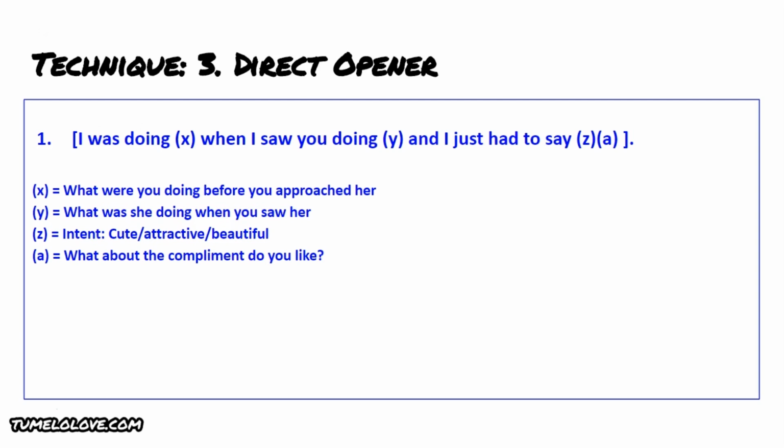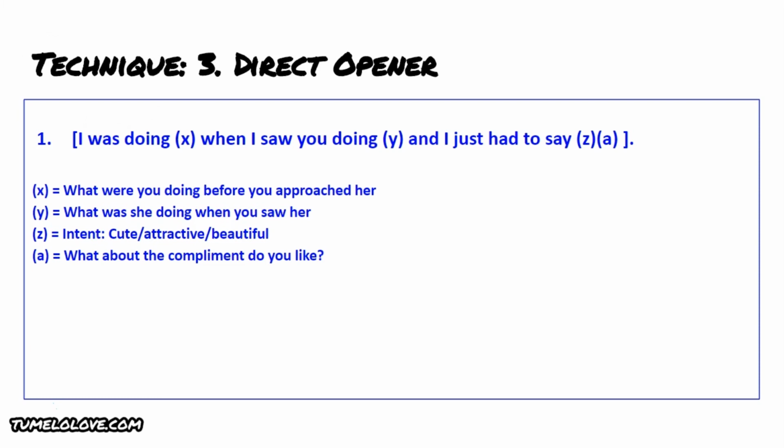Very simple. Then I saw you doing Y. So when you noticed her, what was she doing when she caught your attention? So she can understand, oh, this is the point where he saw me. This guy hasn't been following me the whole time. And then Z is your intent. I just had to say Z, your intent. I just had to say that you're cute, you're attractive, I think you're beautiful. Whatever intent you want to state to the girl, you say it here.